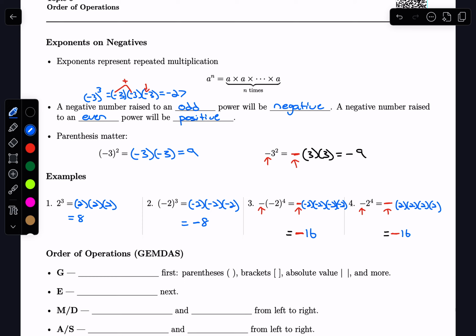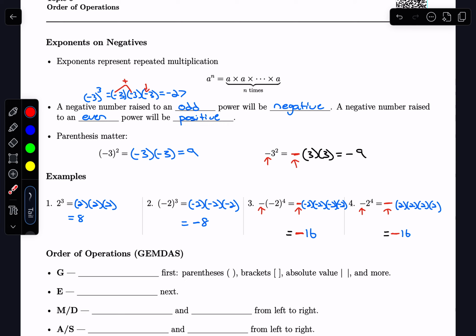So now notice something real quick. Negative 2 to the power 4 gave us negative 16, but negative positive 2 to the power 4 also gave us negative 16. So now how does that end up happening? Well, they both have an odd number of negative signs. In number 3, we had 5 negative signs, and in number 4, we only have 1 negative sign. But since both of those numbers are odd, we end up with negative results in both cases.